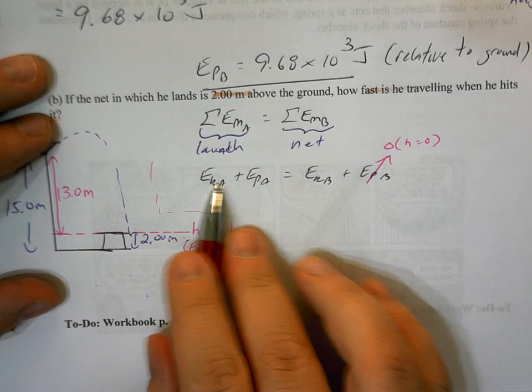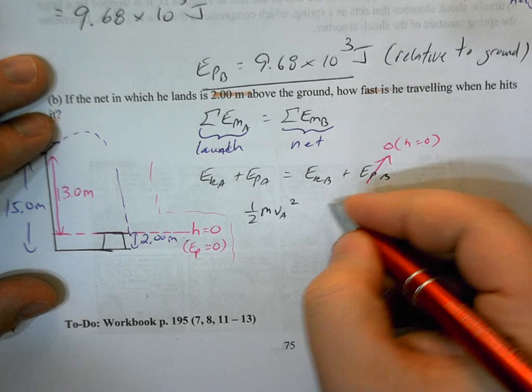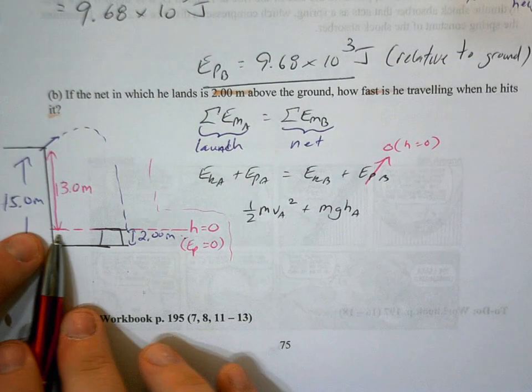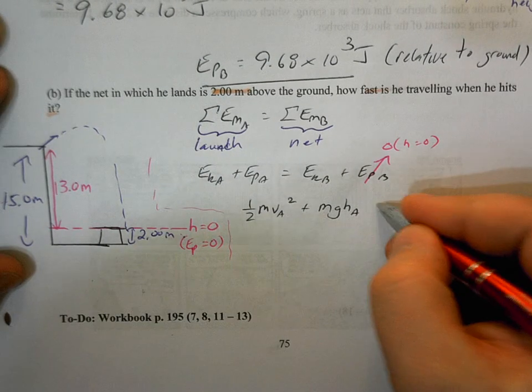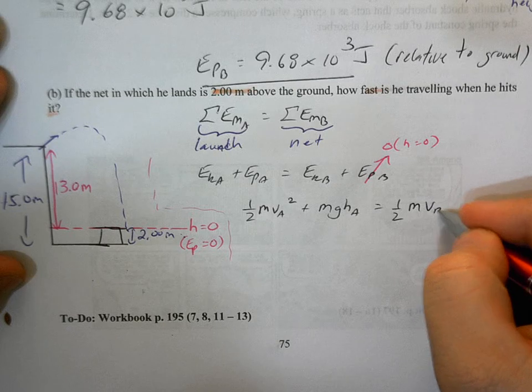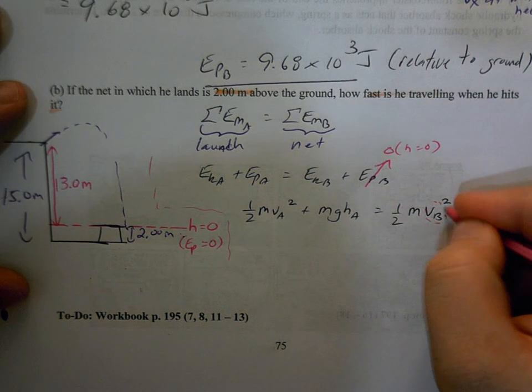So let's expand out these terms. We've got half m v at the launch squared, plus m g, the height of the launch relative to this new reference point, or 13 meters. And then we have this half m v_B squared. So what I'm interested in is finding the speed when this thing hits the net.